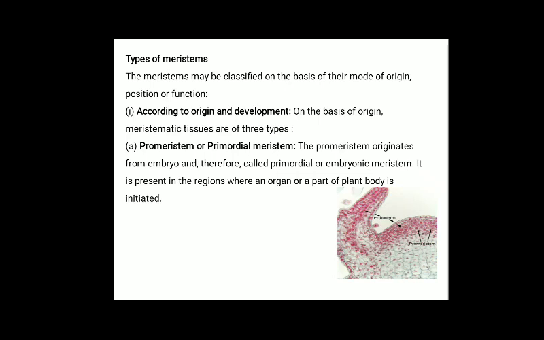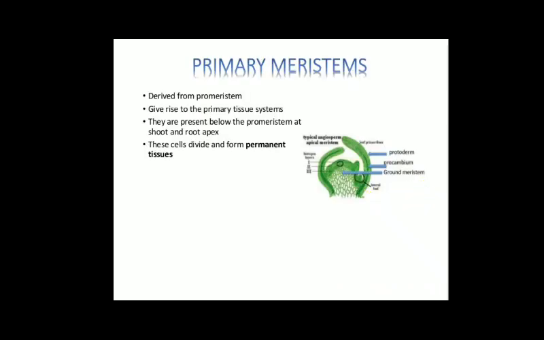Classification of meristem according to their origin and development. On the basis of origin, meristems are of three types. The first one is promeristem, also known as primordial meristem. The promeristem originates from the embryo and is therefore called primordial or embryonic meristem. It is present in the regions where an organ or a part of the plant body is initiated. Primary meristem, derived from promeristem, gives rise to the primary tissue system. They are present below the promeristem at shoot and root apex. These cells divide to form permanent tissues.